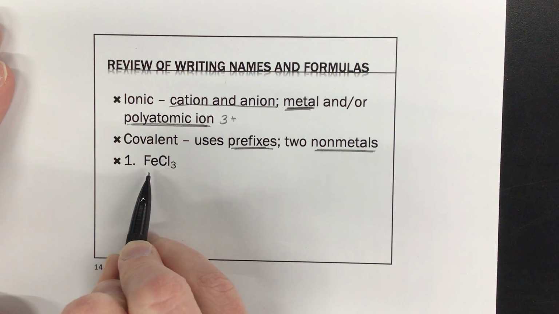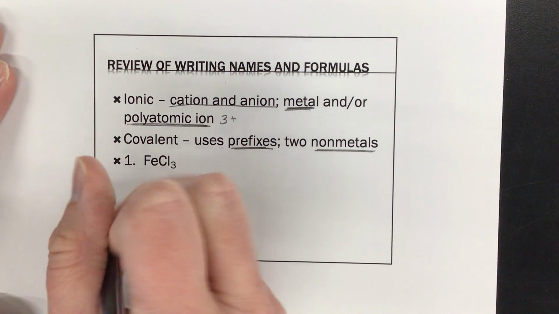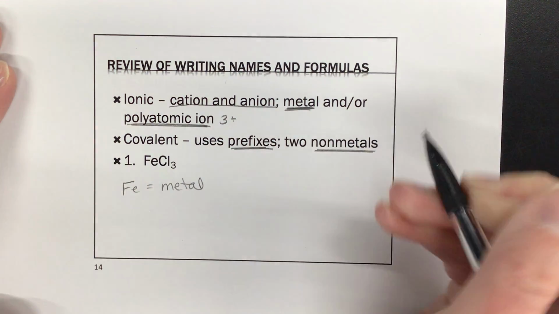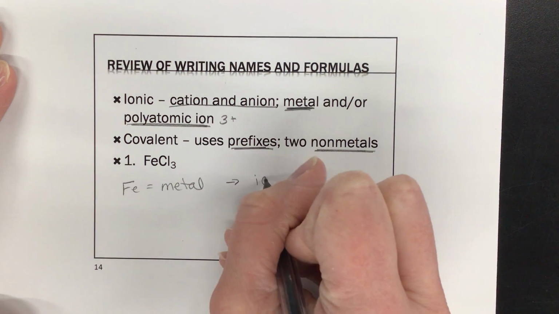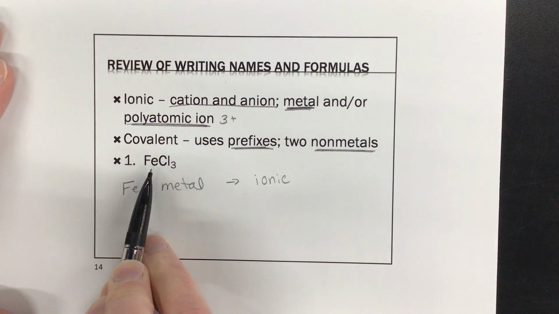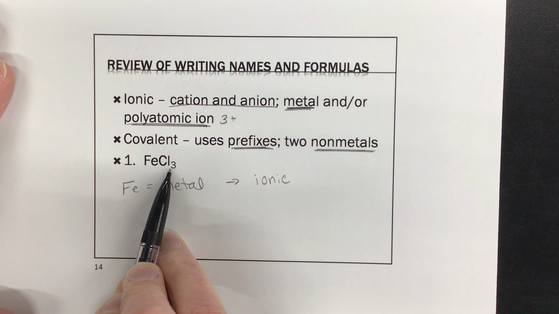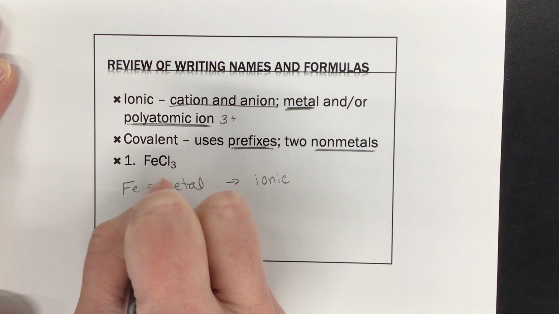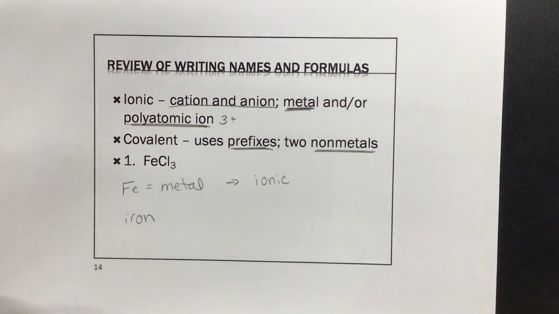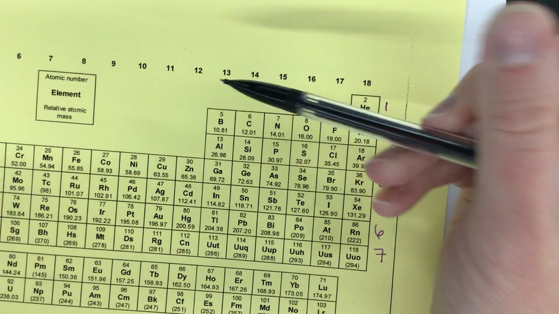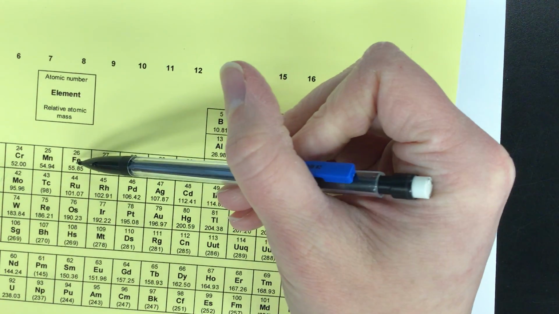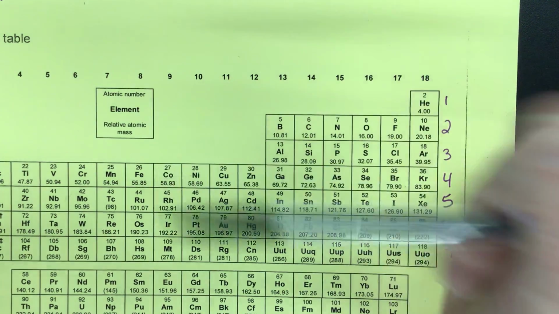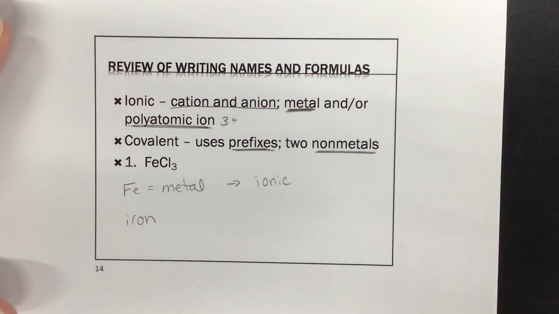So right here we have FeCl3. Well, Fe is a metal, so I know that I'm going to use my ionic rules. And my ionic rules say that the metal keeps its name, the non-metal changes to IDE. So Fe is iron. I'm going to go check my periodic table and see if iron needs a charge, and it does because it doesn't have a charge written on it or at the top of its group. So I have to tell people what this charge is.